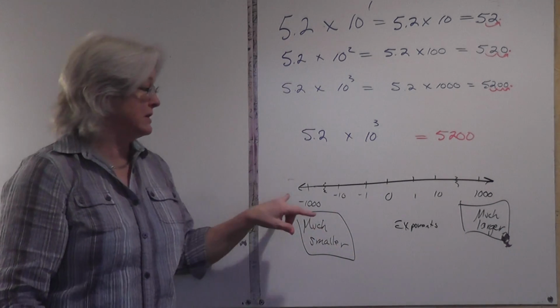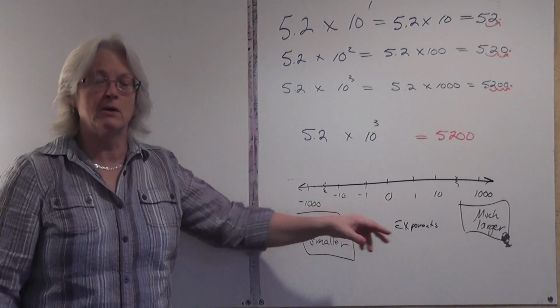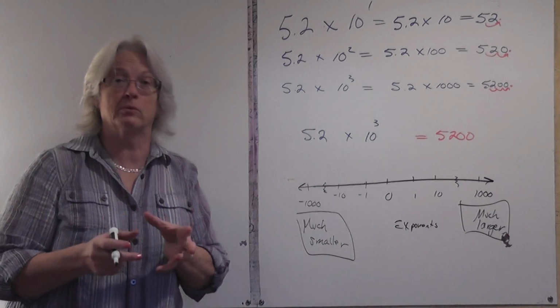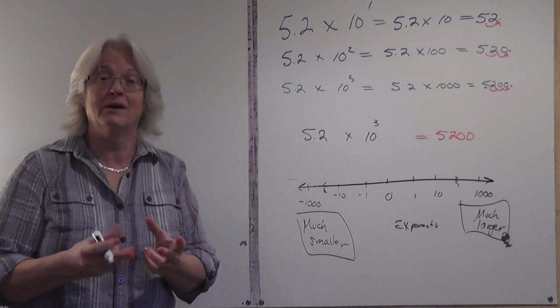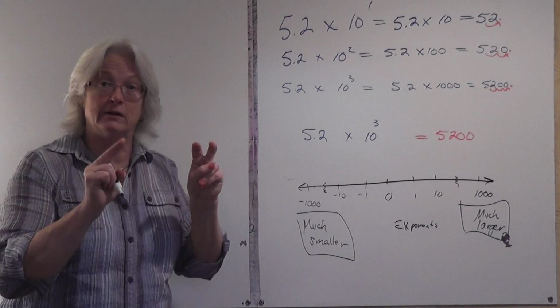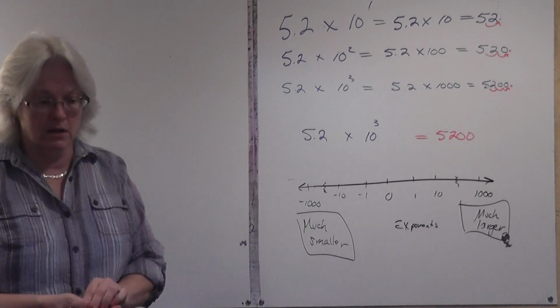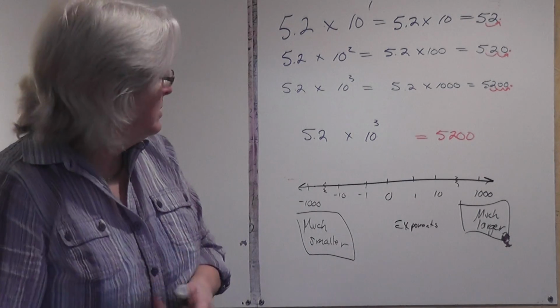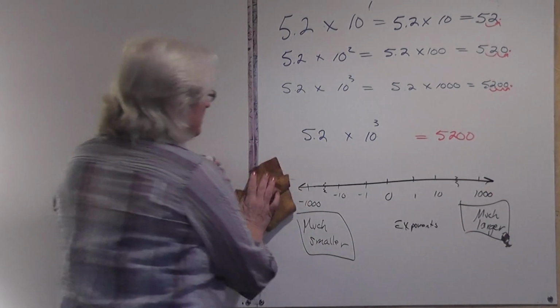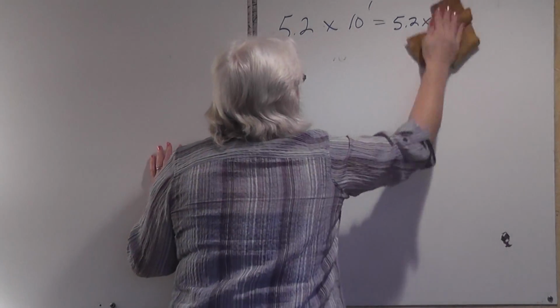So yes, obviously -1,000 is smaller than a -1. But sometimes, as people are learning how to work with negative exponents, if you think of that as being a bigger negative, it will help you understand what's going on. Okay? So let's go ahead and do some problems and see what we come up with.